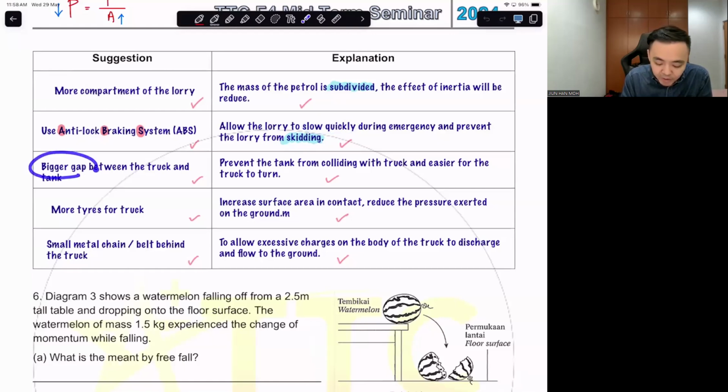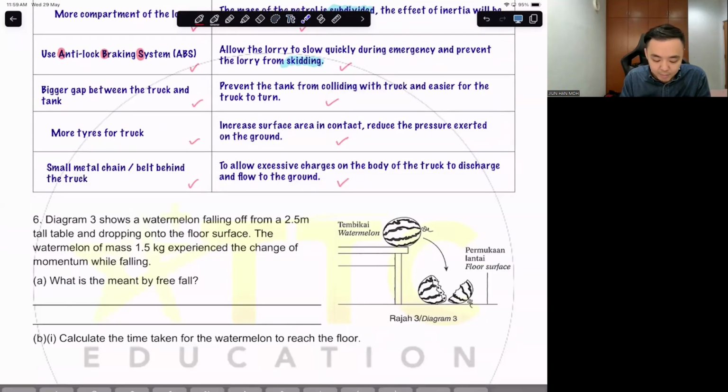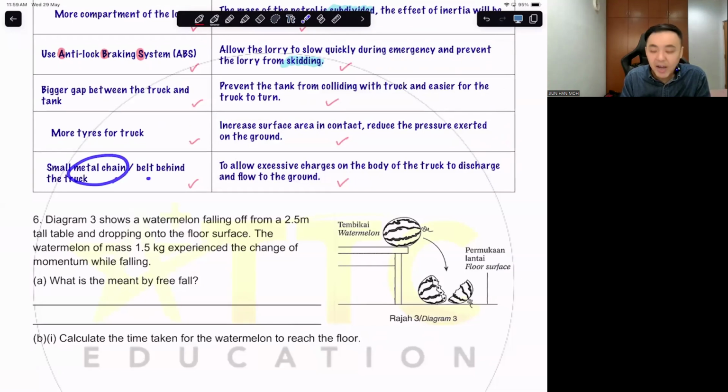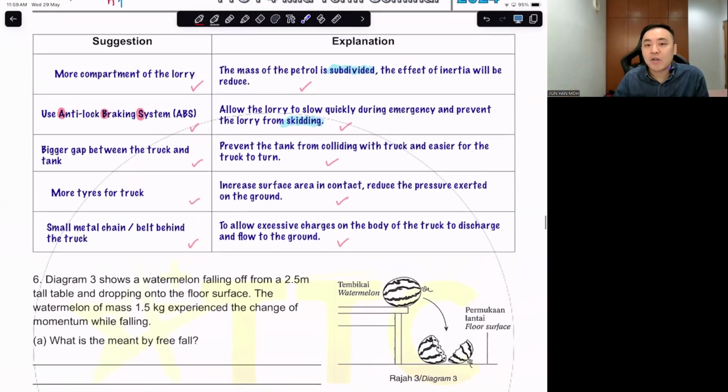Okay, bigger gap between compartments. Why? Prevent the tank from colliding to the front part, and also easier to turn. More tires, because why? They increase the surface area and then reduce the pressure exerted on the ground. And finally, we will put a metal chain or belt behind the truck. Why? To allow excessive charges to discharge and flow to the ground. They go down, then your body will discharge. You don't get extra charges.